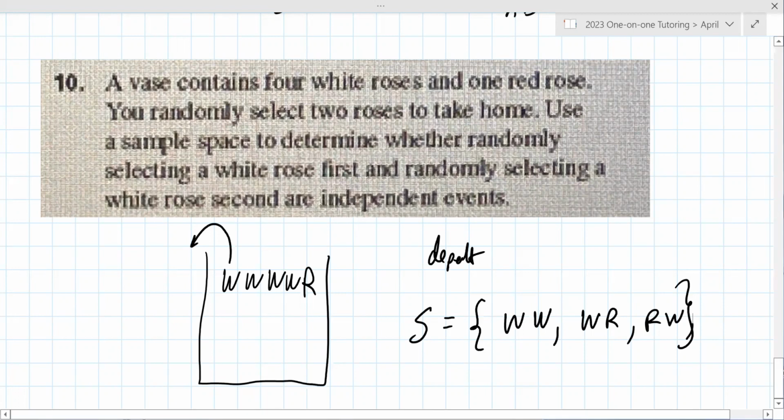All right, it's number 11 here. Maybe this is the last one. Okay, now you actually have to start finding some probabilities. That's good.